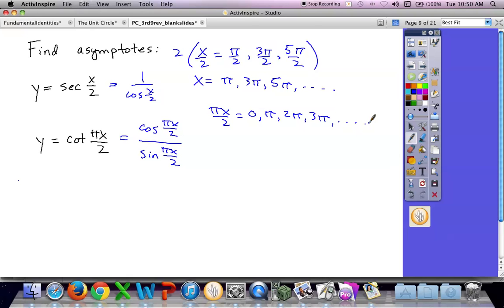Multiply by what? What's the reciprocal of pi over 2? 2 over pi, right? 2 over pi. On the left, those will cancel, and I just get the x. Right? On the right, I'll get 0. Right? The pi's will cancel in every case, and I'll just get 2 pi, 4 pi, 6 pi.